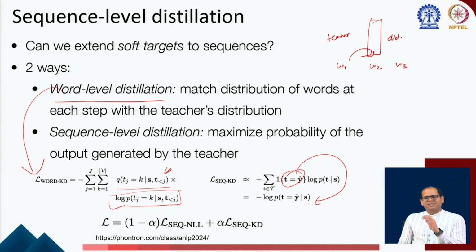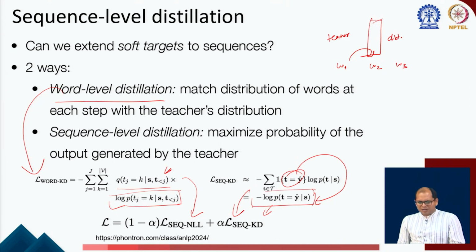So in effect, it tries to learn all the sequences that are generated by the teacher model. The student model learns to mimic the sequence generation from the teacher model. And then you can mix these two losses. This is at the word level distribution, and this is at the sequence level probability by the student model. This you are maximizing, so minus log probability.